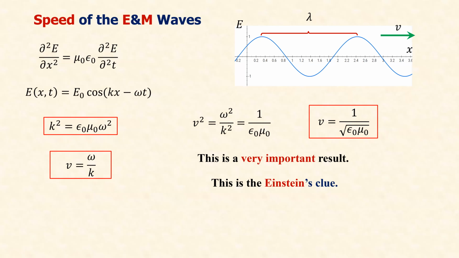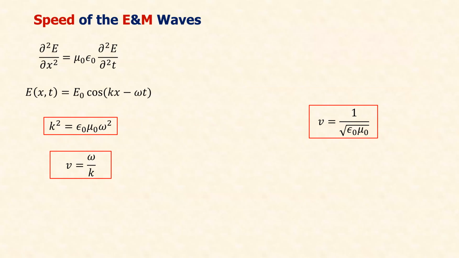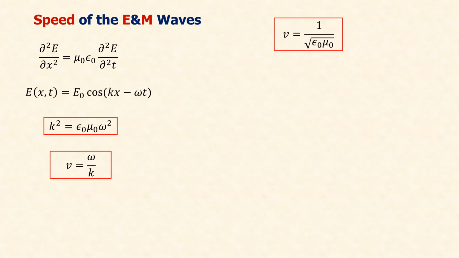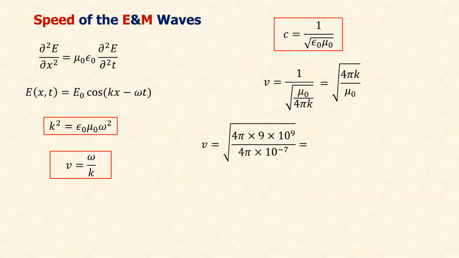This is Einstein's clue to come up with relativity. It's the starting point of special relativity. How is that? Let me show you. V is this. Then you can write, instead of epsilon naught, 1 over 4 pi k. And that reverses, becomes square root of 4 pi k over mu naught. And then you can write the values of k and mu naught: 4 pi times 9 times 10 to the 9, this for k, 9 times 10 to the 9.